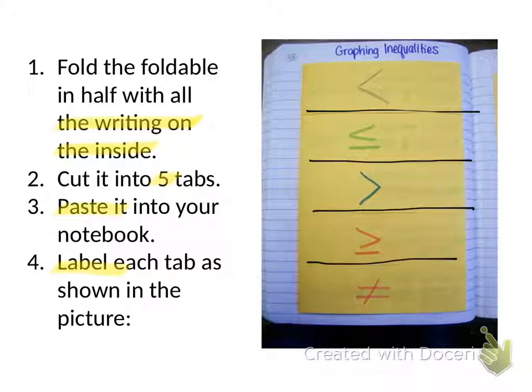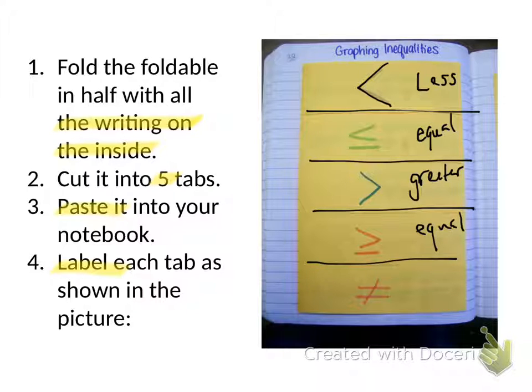All right, now that you have it labeled and pasted in your notebook, I want to go over what each of these symbols mean. You need to know these just by looking at the symbol. Okay? The first one here is called less than. And it's easy to remember because it looks like an L. The second one is less than or equal to. The third one is greater than. The fourth one is greater than or equal to. And the last one is not equal to.